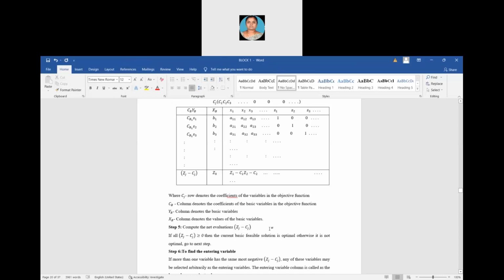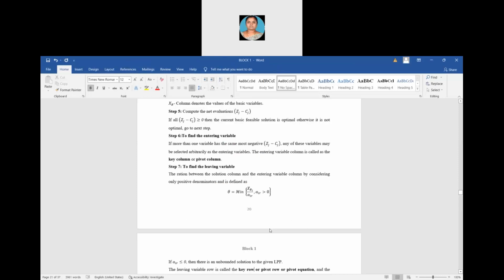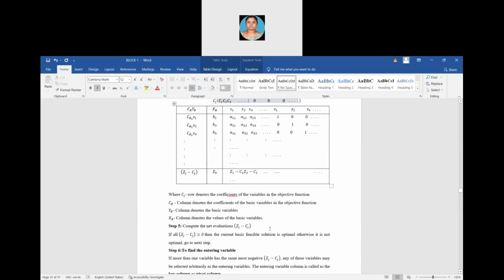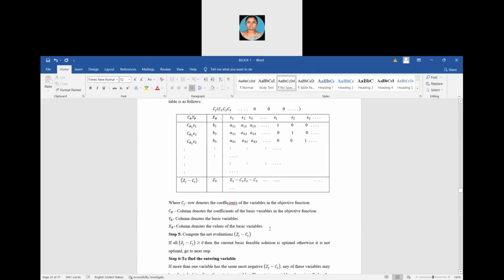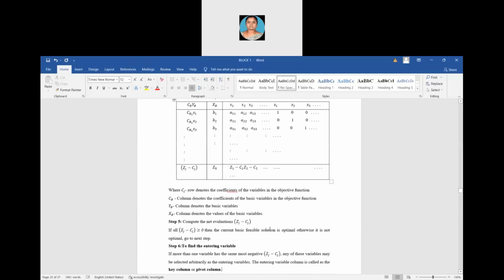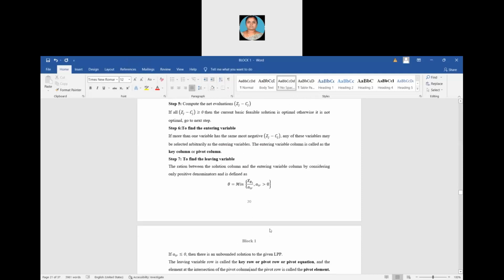Here in this one also, we can compute the net value of Zj. That step 4 can be identified very well if you are doing the problem. If you are simply seeing the format here, we can't understand somewhat. But if you are doing the problem, we can understand how to formulate the table. And then in step 5, you have to compute the net evaluation.